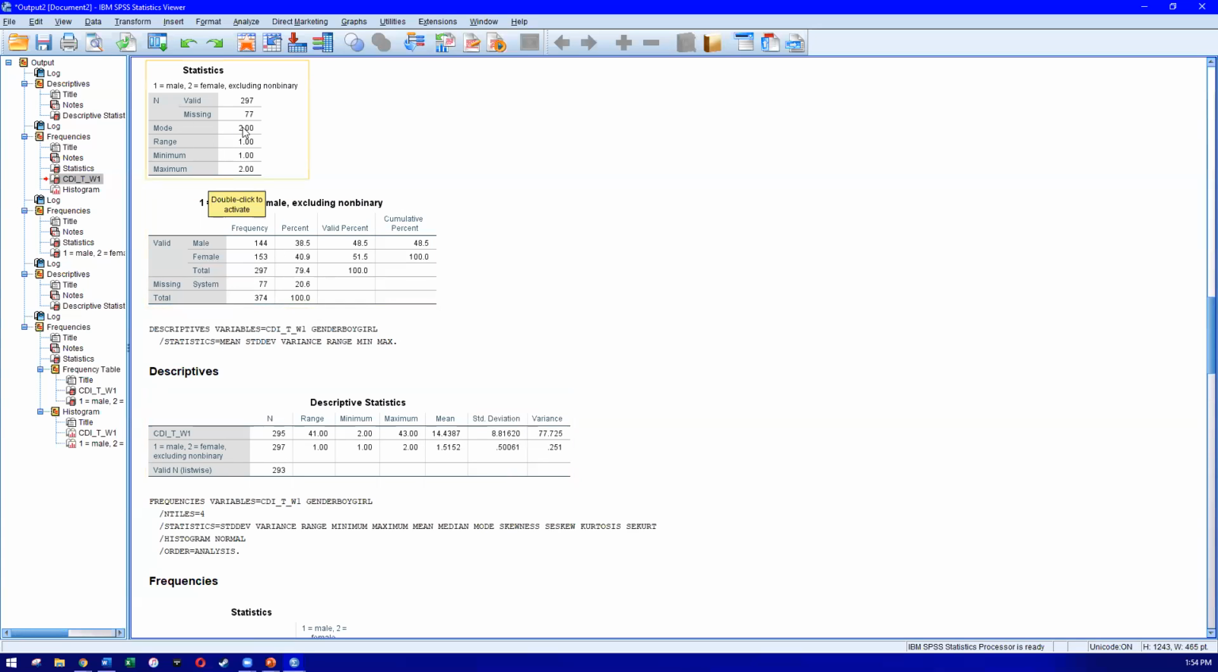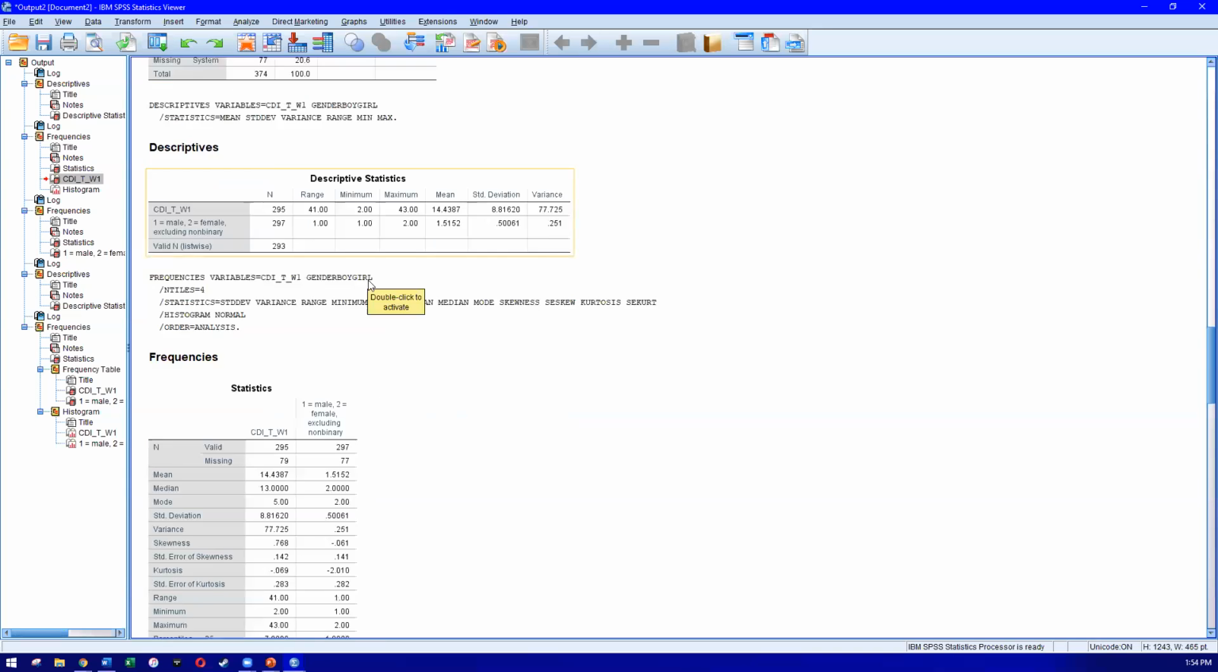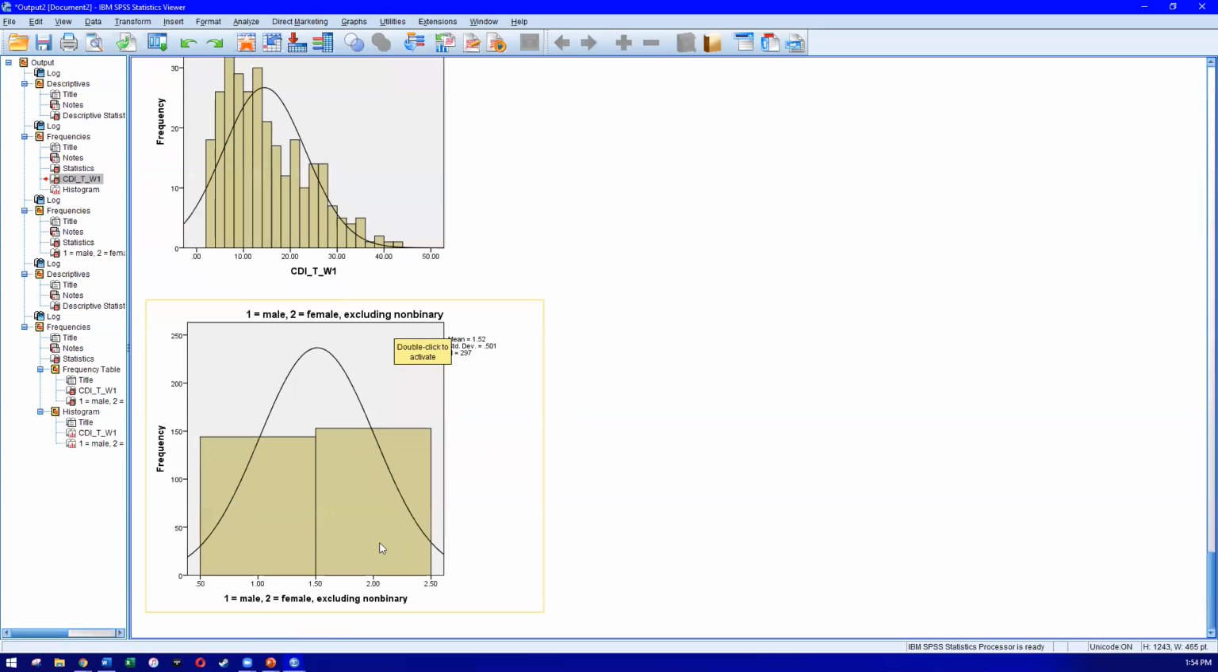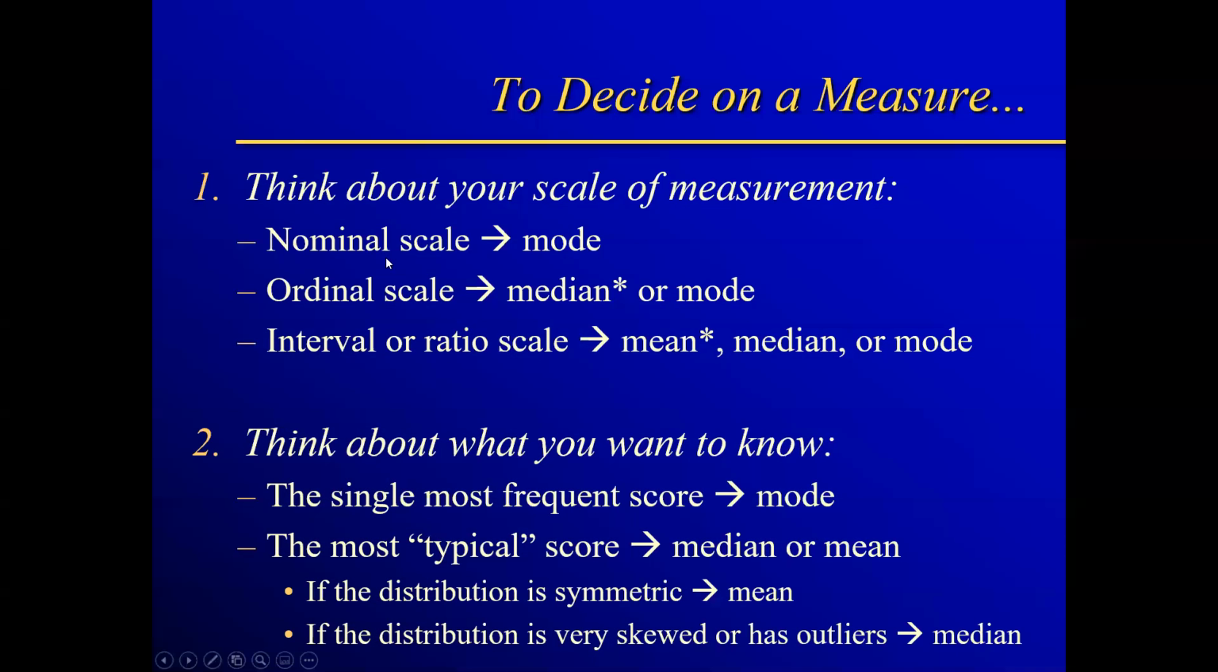What does matter is the mode. So we find out that the mode is 2, which means female, because that's how we coded things. So we know that there are more females than there are males. And if we come down here to this graph, we can see, don't worry about the normal distribution, that there are more females, which is a 2, than there are males, which is a 1, ever so slightly. So hopefully this shows that with a nominal scale, the median or the mean doesn't mean anything, but we care about the mode.